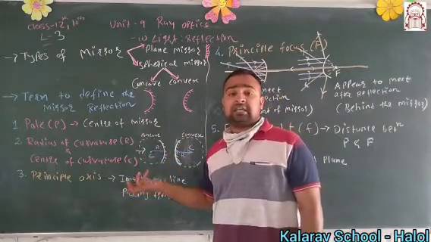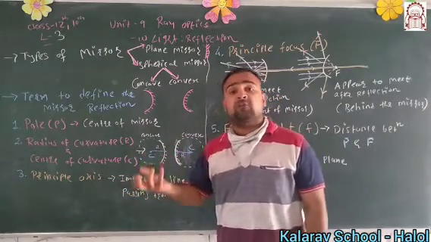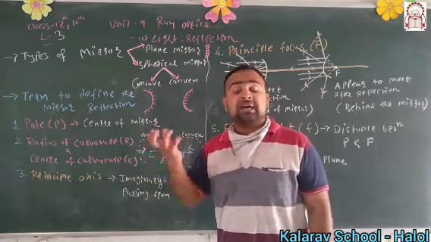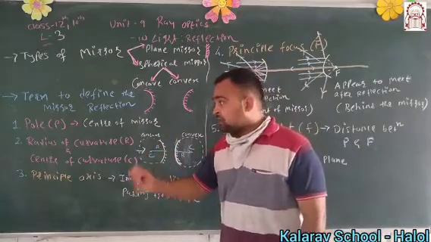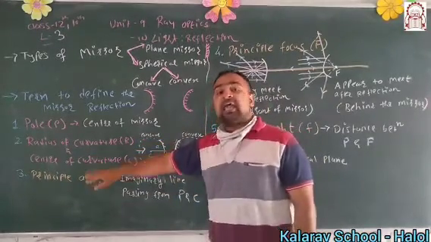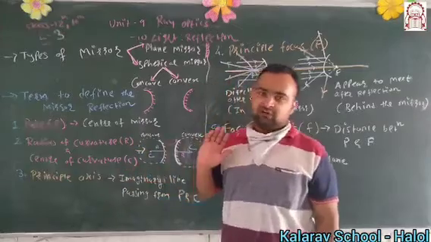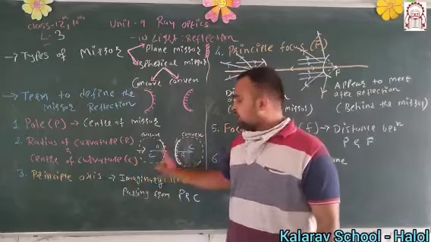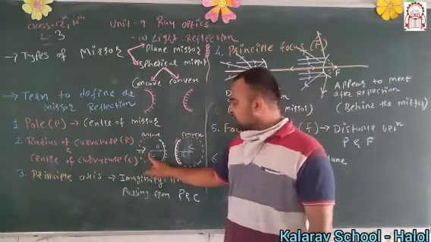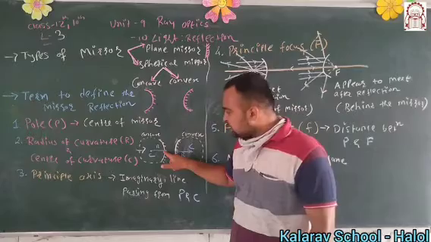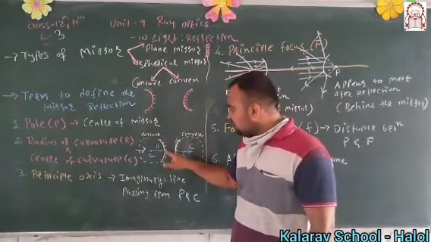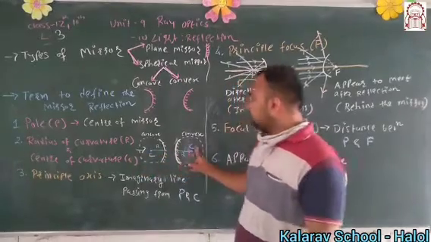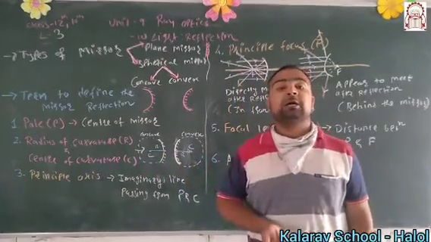Whenever a definition is asked, what do you have to write? The sphere from which the mirror is made, that sphere's radius is called the radius of curvature, and its center is called the center of curvature. Understood? Note that the center of curvature is outside the mirror. The point you see here is called the pole. But C is outside the mirror, in both cases.